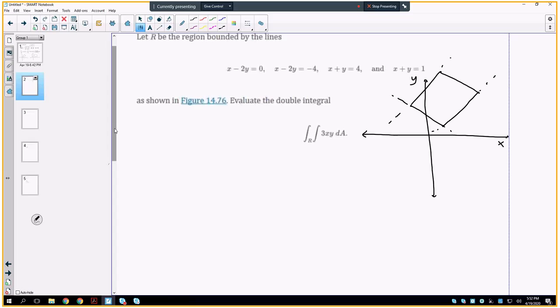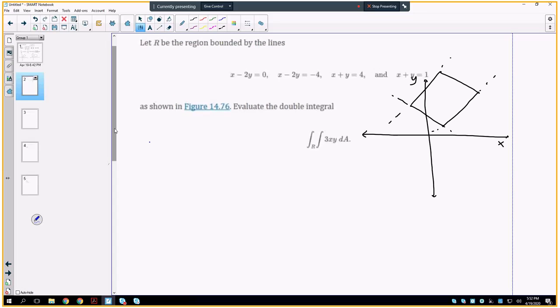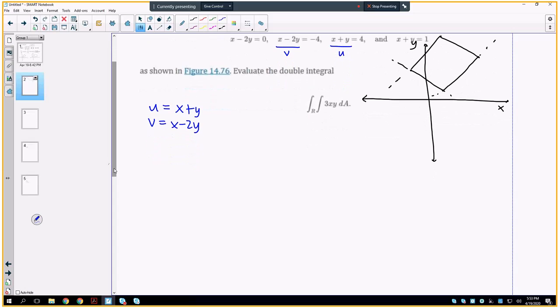So I'm going to call my change of variables u and v, and I think a nice substitution to use would be u equals x plus y and v equals x minus 2y. Those are coming, of course, from these. And so right away I can see that my bounds for v are from 0 to minus 4, from minus 4 to 0, rather.